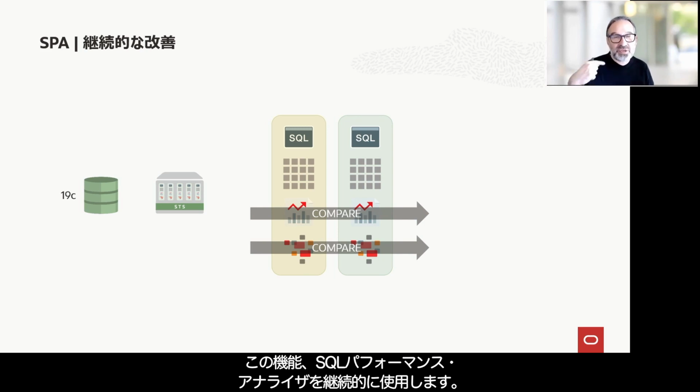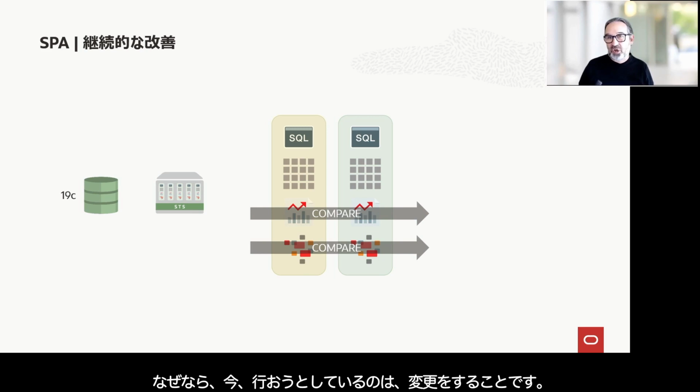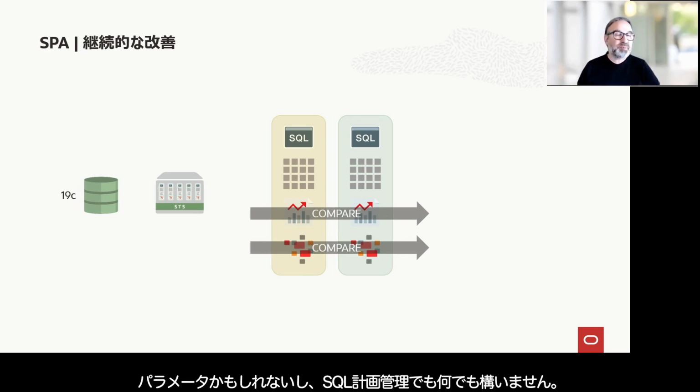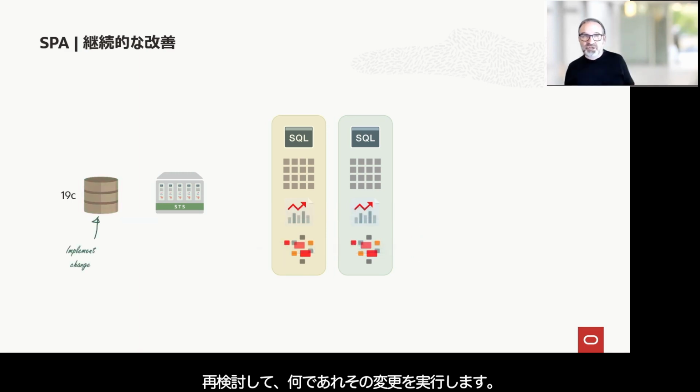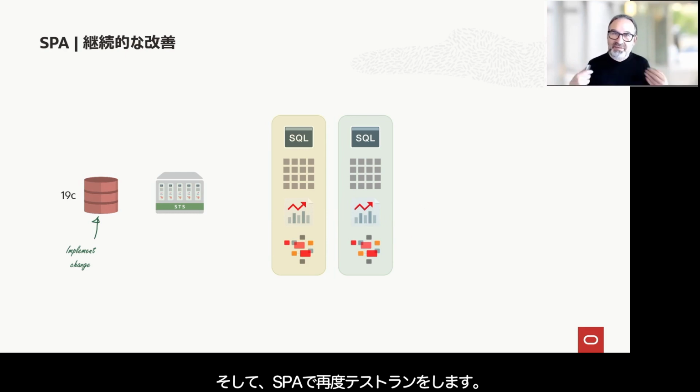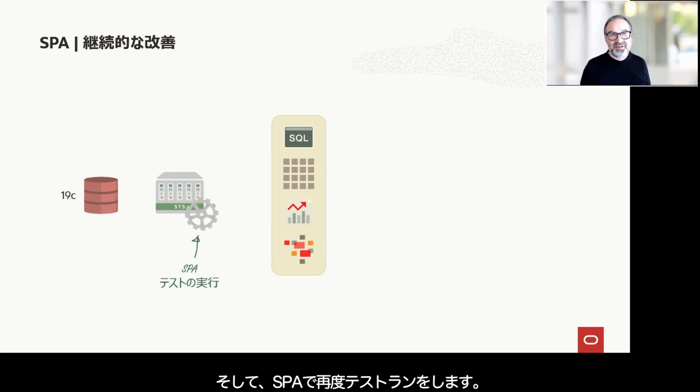But we can continuously use that feature, the SQL Performance Analyzer, because what we do now as next thing is we do a change, and it could be anything. Could be an init.ora parameter, SQL profile, SQL plan management, whatever, doesn't matter. We revisit it again. So we implement the change, whatever that is. And then we do another test run with SPA. And then we get the results for the second test run, and we compare again.